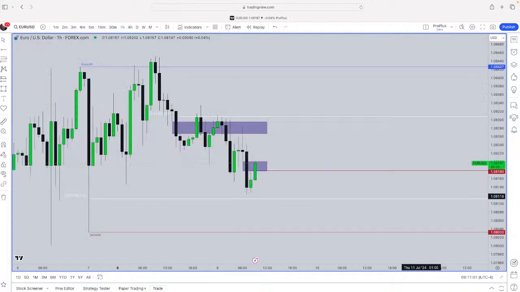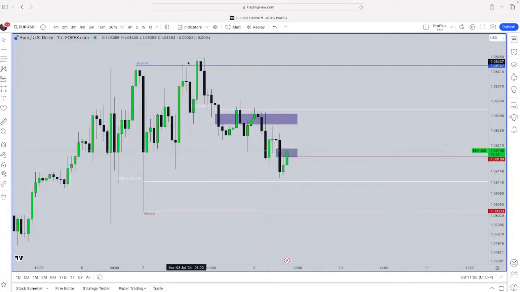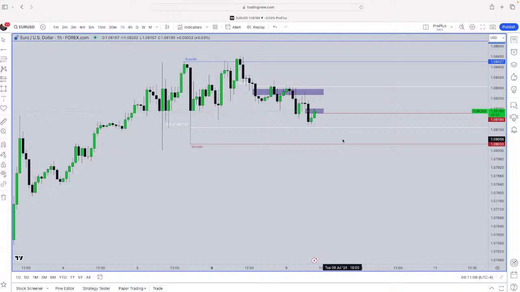I was bearish this morning for Euro, and in the next 10 minutes or so, I'll go through how I got my bias and a potential trade setup as well to go short for these equal lows here.